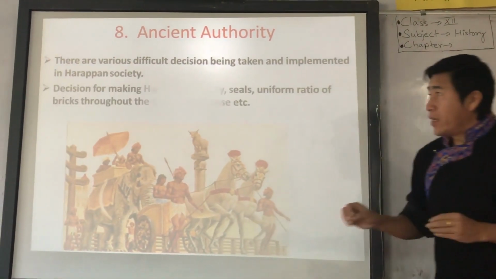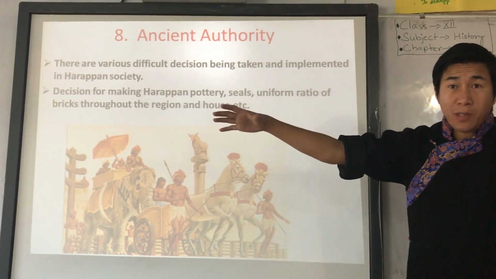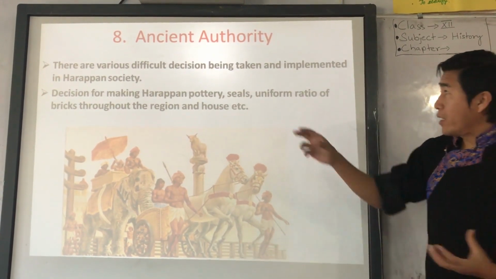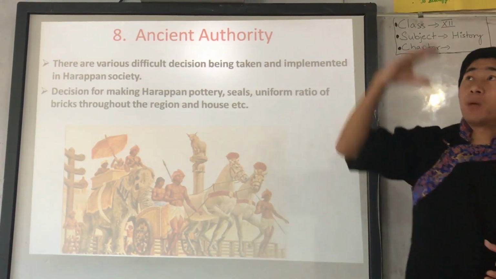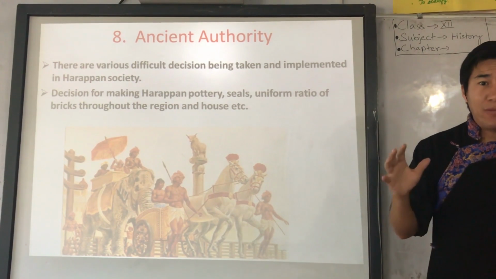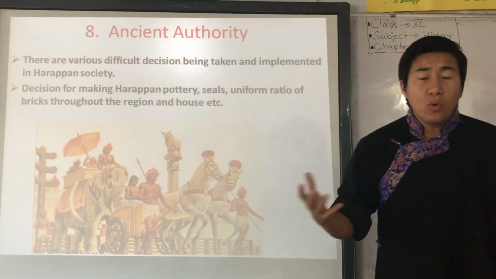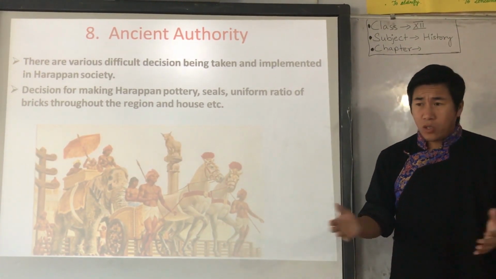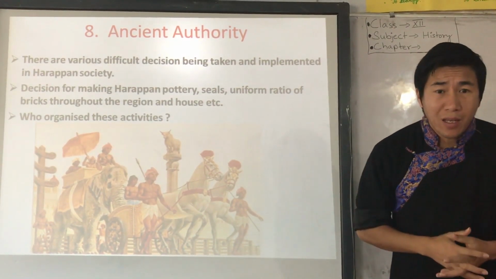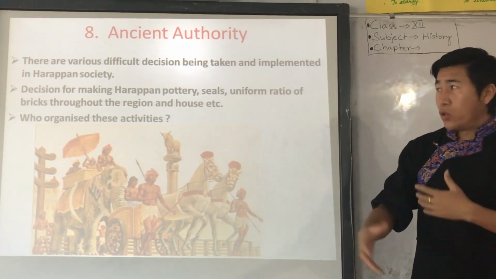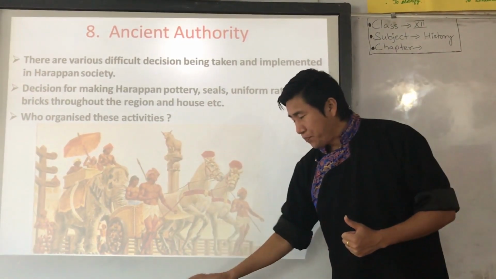And second, a very interesting decision for making Harappan pottery. All the Harappan settlements have the same kind of pottery, and Harappan seals, and also a uniform ratio of bricks. From Jammu and Kashmir to Gujarat, you will find bricks of the same size and same ratio in all the Harappan settlements. So who looked after this kind of work? So the question comes here: is there any ruler? Is there any king? We are going to know more about ancient kings and palaces in the next slide.